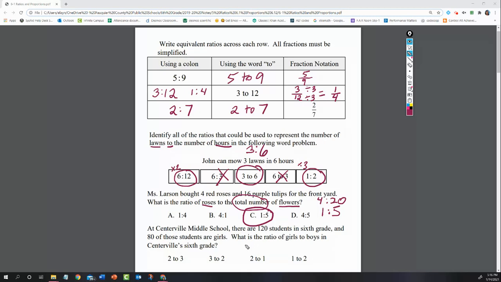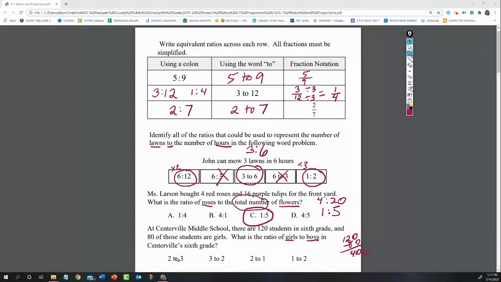It says, at Centerville Middle School, there were 120 students in 6th grade, and 80 of those students are girls. What is the ratio of girls to boys in the 6th grade? So if we know that we have 120 total and there are 80 girls, if we subtract the number of girls, then we know that there are 40 boys.